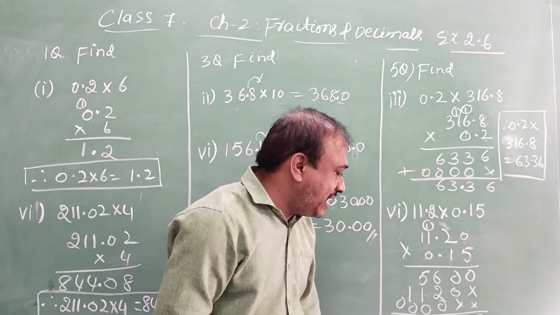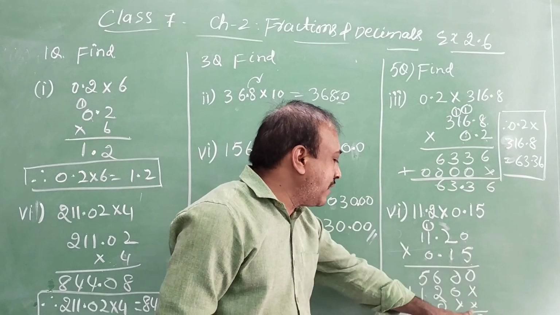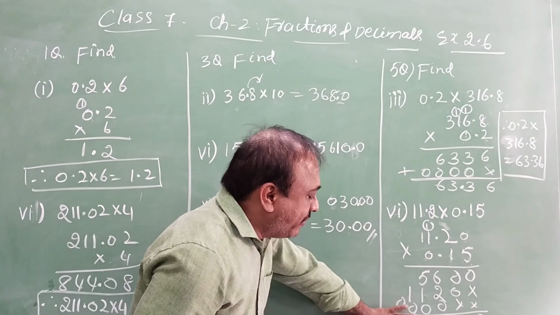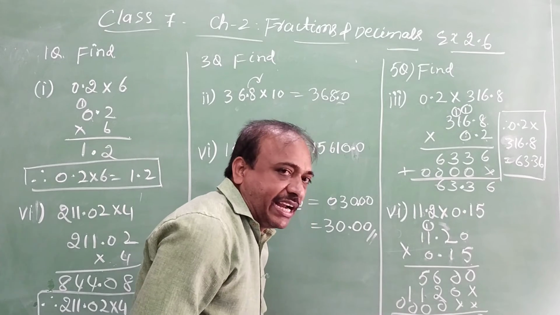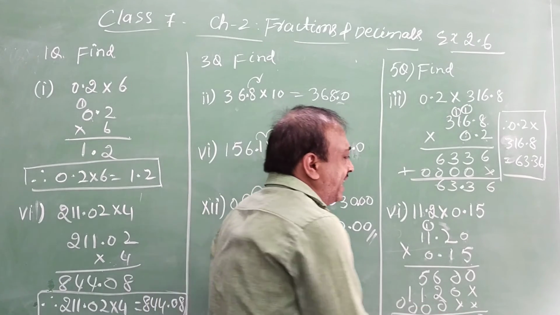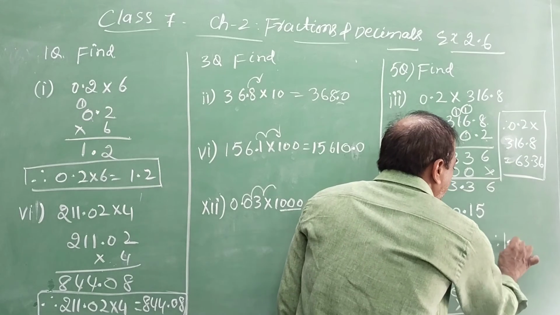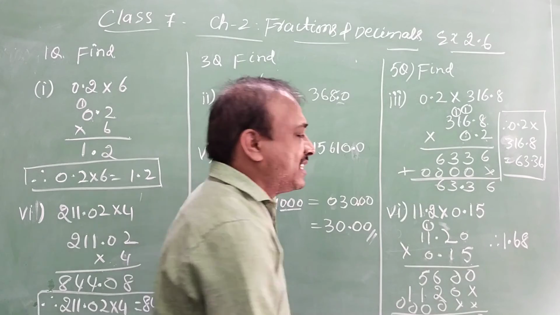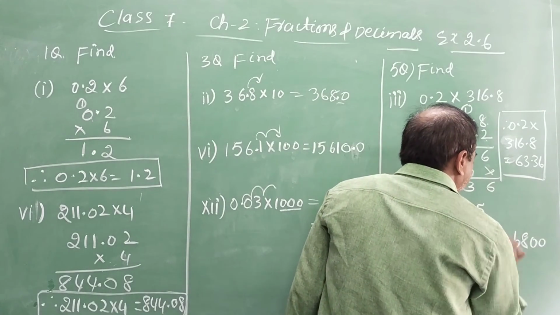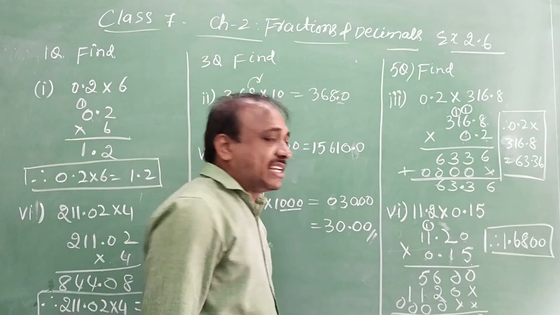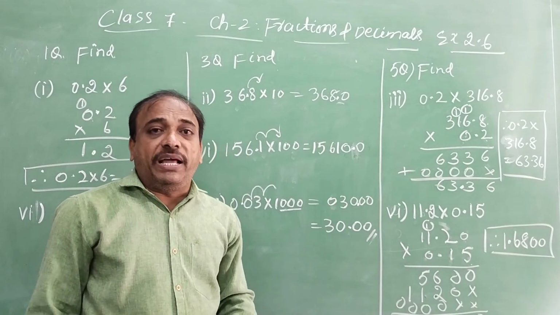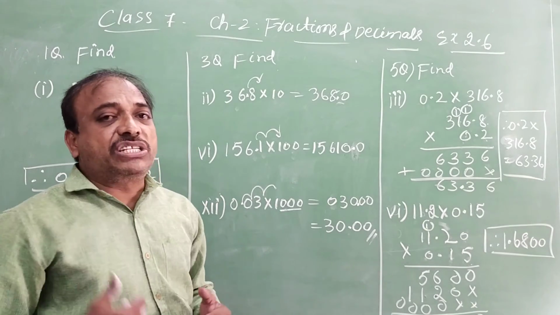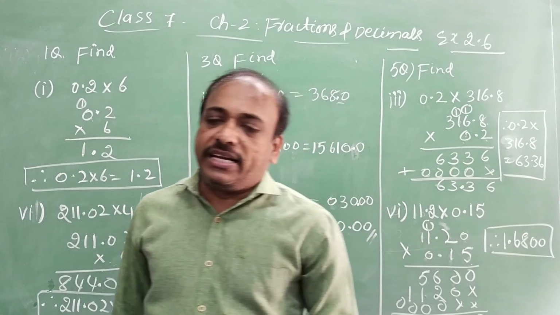But when we place the decimal, here 2 and here 2, total 4, 1, 2, 3, 4. So this side you need to count while writing, as the 0 is left side, 1.6800. Therefore, the answer is 1.68. Whether you write the zeros or you don't write, that doesn't matter. Is it clear, students? How to multiply decimal to decimal, decimal to a whole number, then multiplication with the tens, hundreds, and thousands.